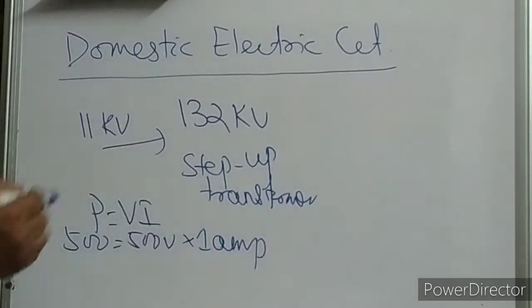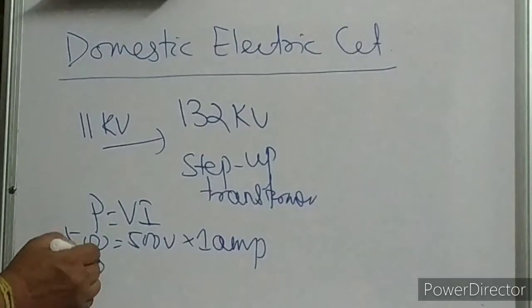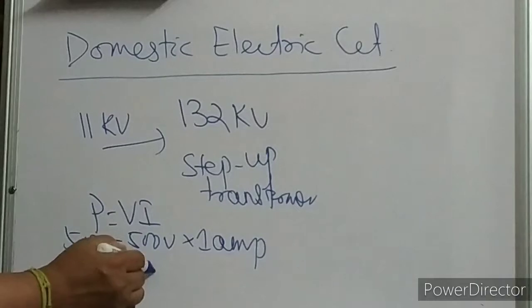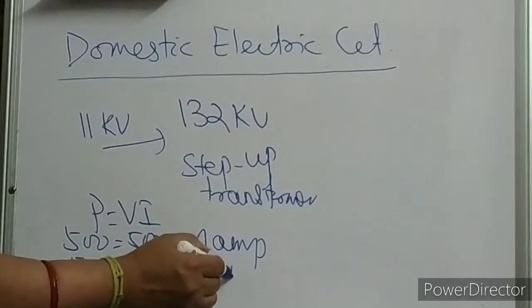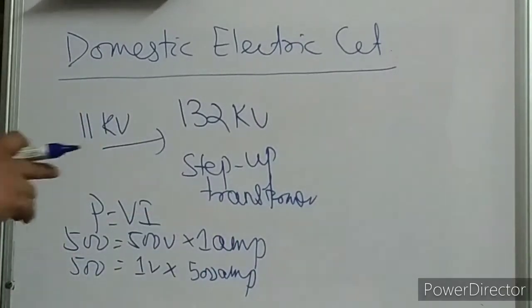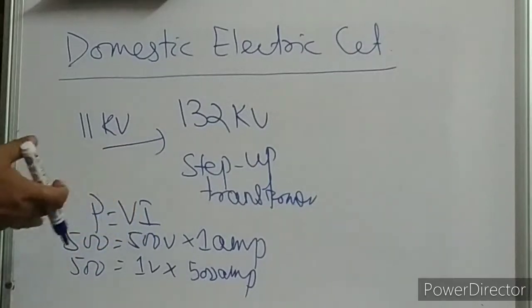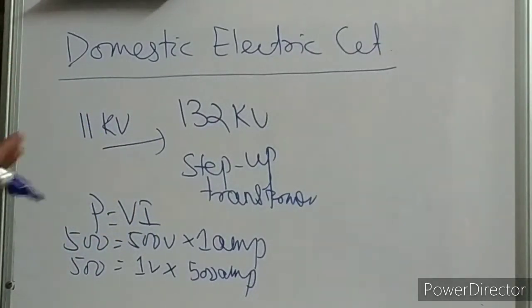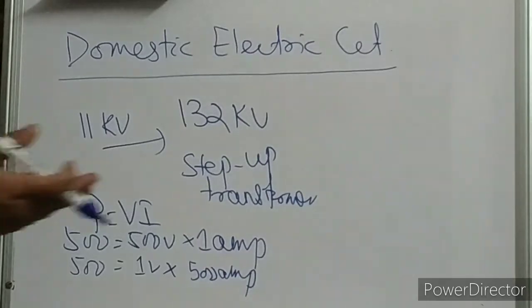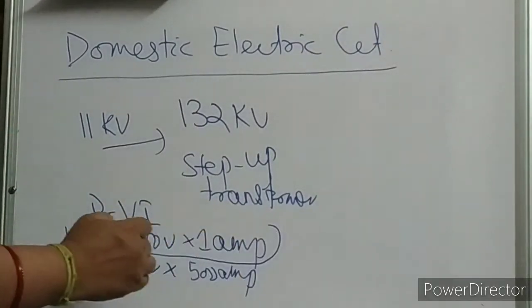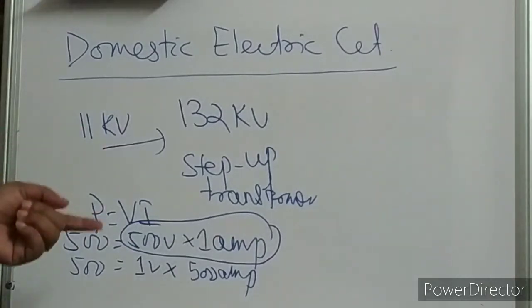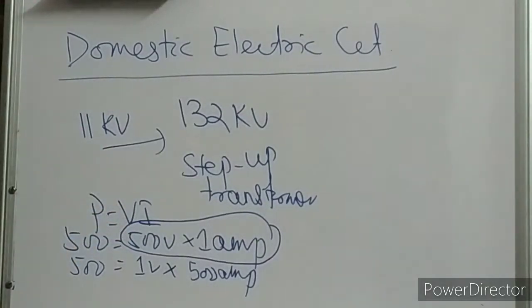Or the same 500 watt we can carry with 1 volt and 500 ampere. Both conditions are satisfied. Either we can carry 500 volt supply with 1 ampere current, or 1 volt supply with 500 ampere current. But what do we prefer? We prefer this first option, children. We prefer high voltage and low current for power transmission.